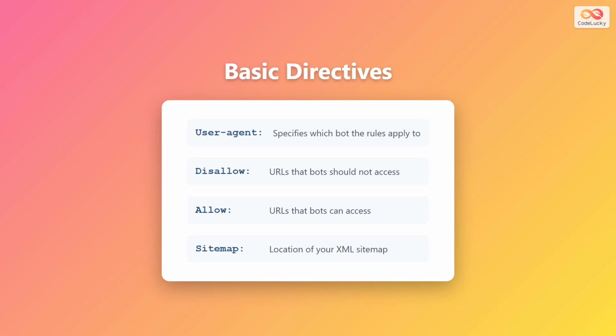There are four basic directives in a robots.txt file. User-agent specifies which bot the rules apply to. Disallow indicates URLs that bots should not access. Allow specifies URLs that bots can access, even if a parent directory is disallowed. And Sitemap provides the location of your XML sitemap to help crawlers discover your content.